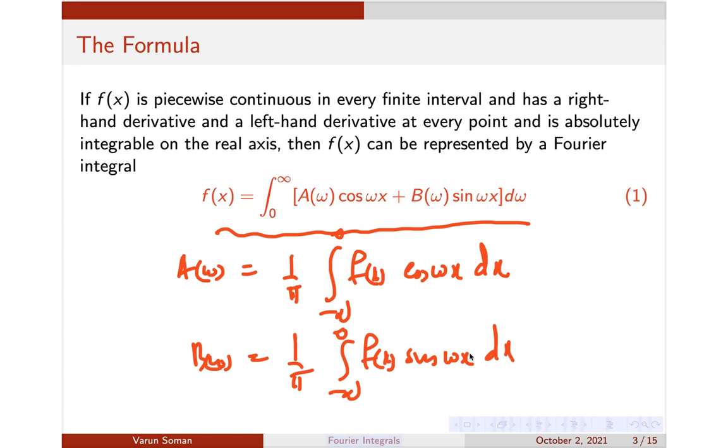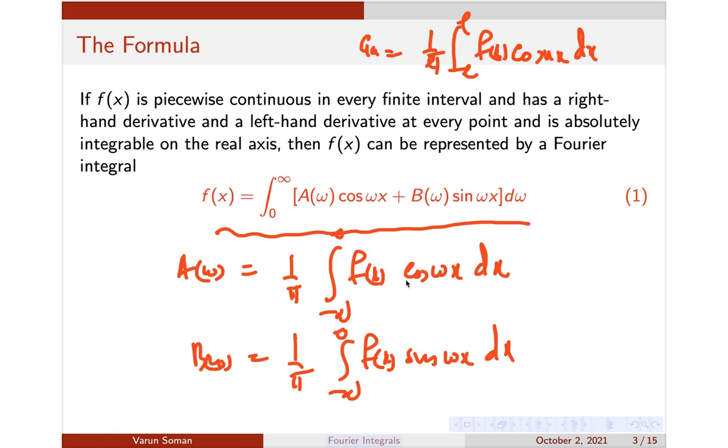Okay, some words here. This is just like a Fourier series itself. In the Fourier series, you know that a_n was simply 1 by L or 1 by pi, integral from minus L to L of f of x into the coefficient, which is cos nx dx. If you are taking L as pi, it will simply be 1 by pi integral from minus pi to pi or 0 to 2 pi of f of x cos nx dx. So the same thing is being applied here.